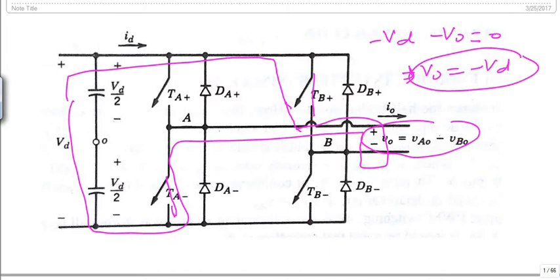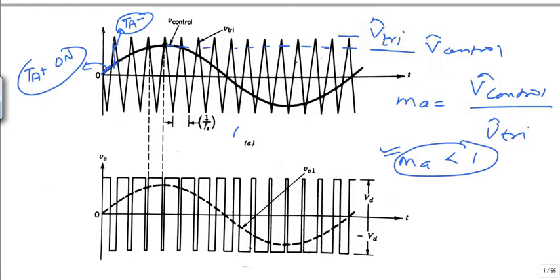When my amplitude of carrier is more than this reference signal, under this condition TA minus and TB plus will be on, and the output will be minus Vd. When this reference voltage is more than the carrier voltage, under this condition Ta plus and Tb minus is on, and V naught output voltage will be plus Vd, and the corresponding output voltage is shown in this figure like this.